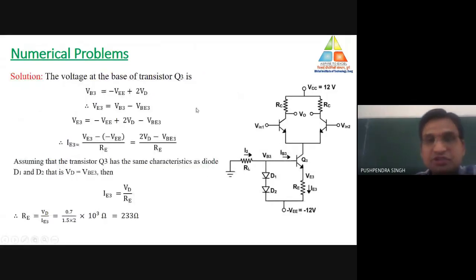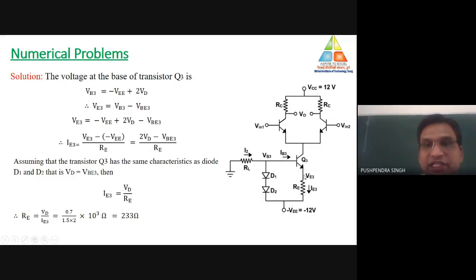So this is the solution. Now calculate the voltage at the base terminal of transistor number 3, that is VB3. You need to adopt the same process in each question. For getting the solution of each question, start with this point only. What is the value of VB3? VB3 is the negative supply voltage plus the drop across these two diodes, so VB3 is minus VEE plus twice VD.